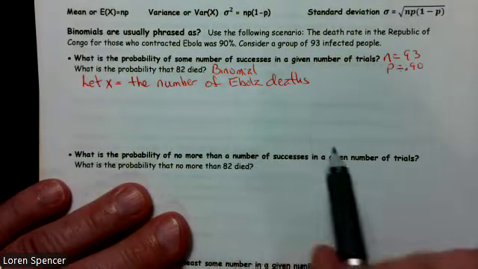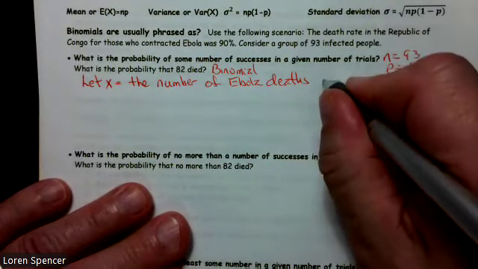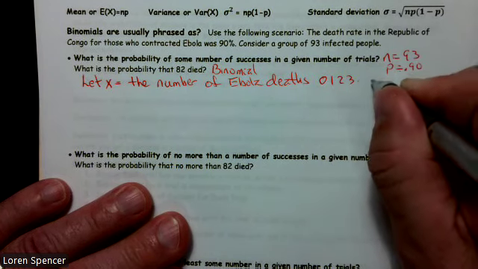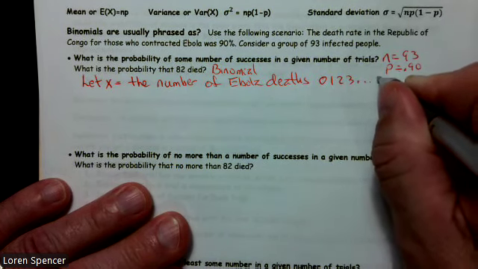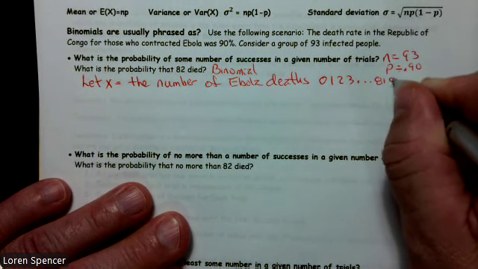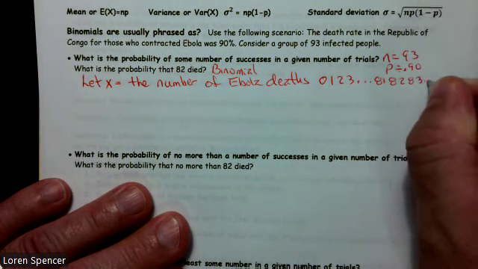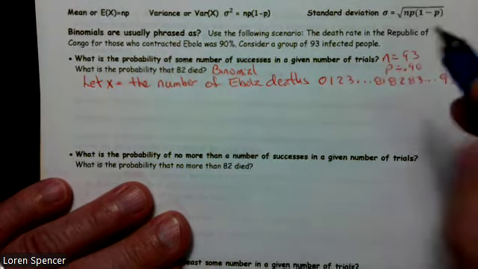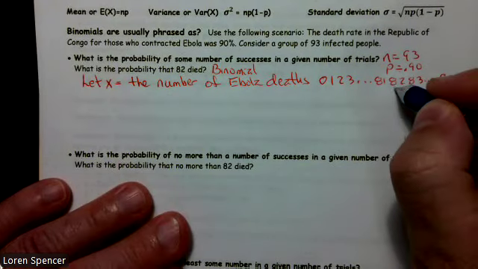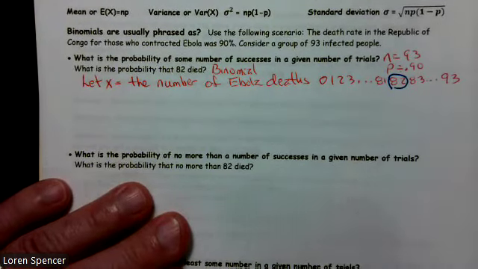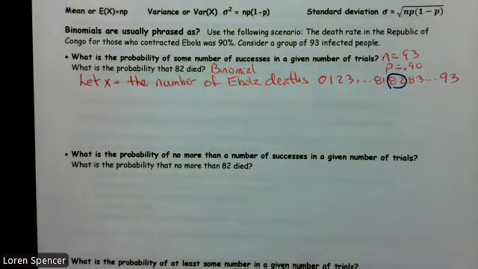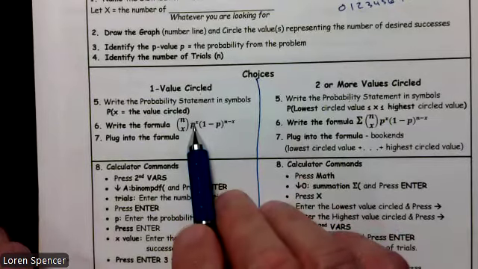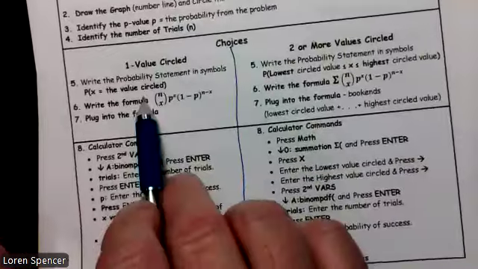All right. So my number line, I can always start at 0. 0, 1, 2, 3. There's no way I'm going to go all the way up to 82, dot, dot, dot, 81, 82, 83, dot, dot, dot, all the way up to 93. There we go. But it says probability that 82, that's a specific value. I only circled one value. One value circled, this is the formula that I'm going to use. And this is my probability statement.